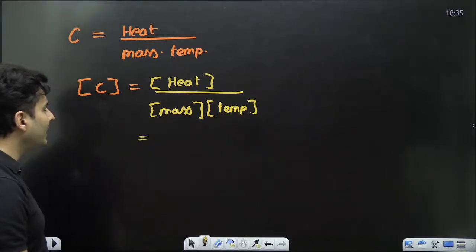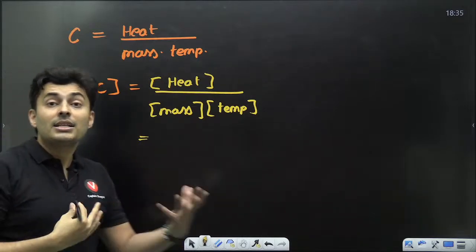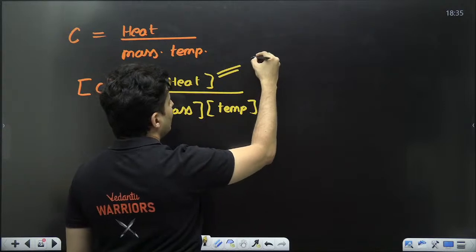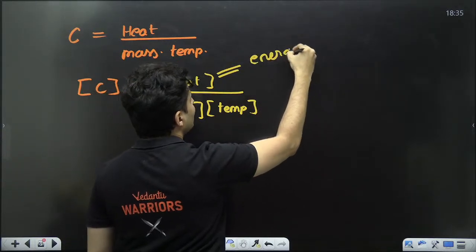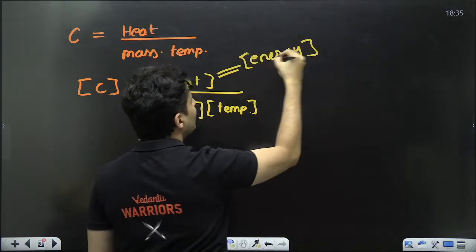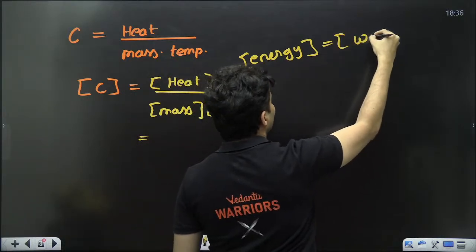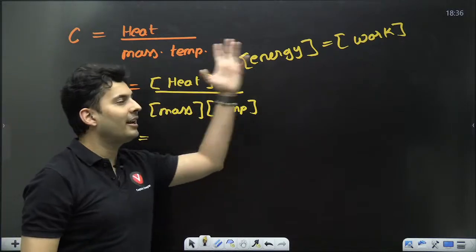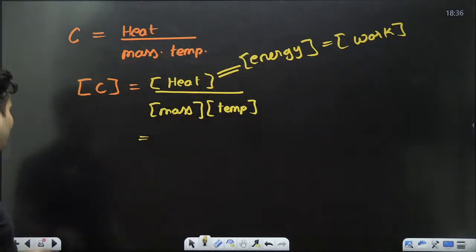What is the dimension of heat? Heat and energy have the same dimensions. Heat has the same dimensions as energy because they have the same unit. In fact, it has the same dimension as work also. Heat, energy, work, all same unit, same dimensions.